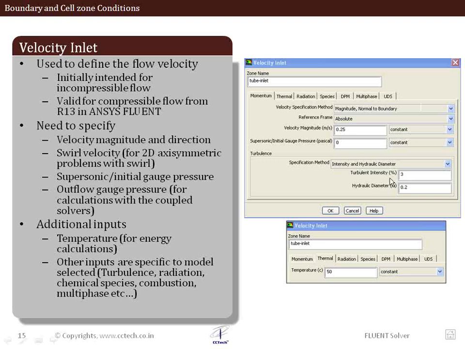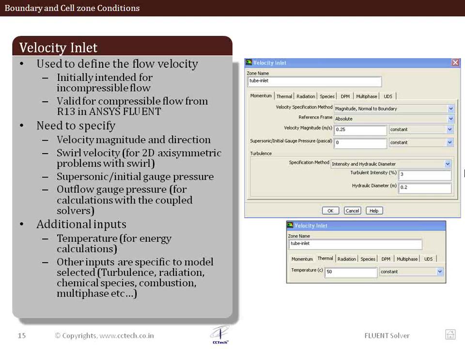A turbulent intensity of 1% means very low turbulence. This is usually encountered in a very gentle breeze of wind. And if I have a turbulence of something like 2 or 3% or even 5%, these are moderate, somewhat on the higher side of turbulence. But if it is something like 10% turbulent intensity, it's a very highly turbulent flow. So depending upon your application, you can specify the turbulent intensity.